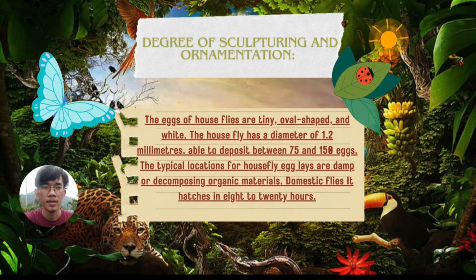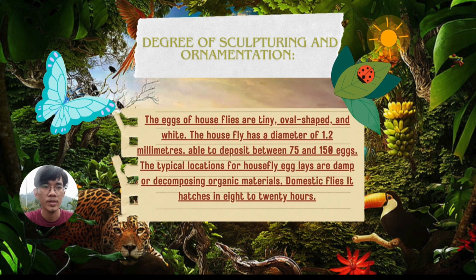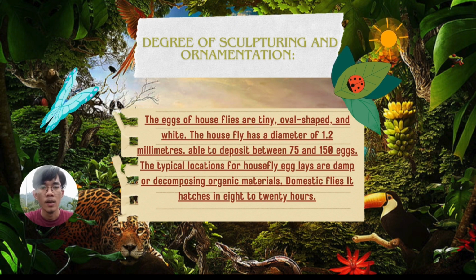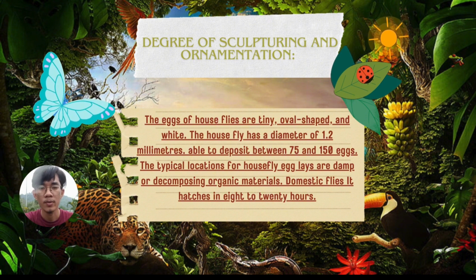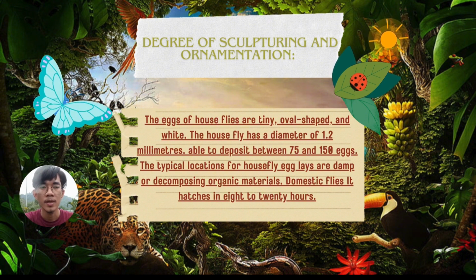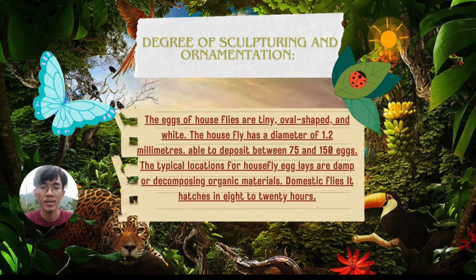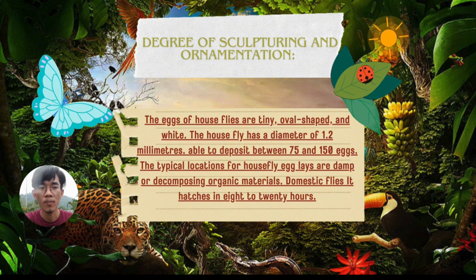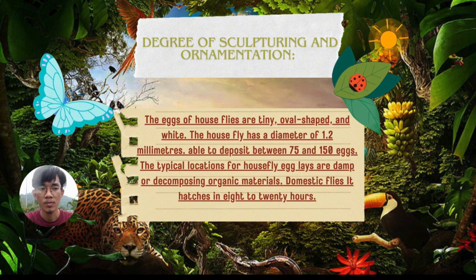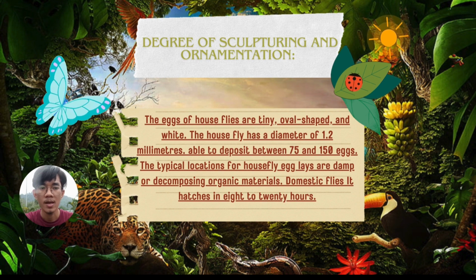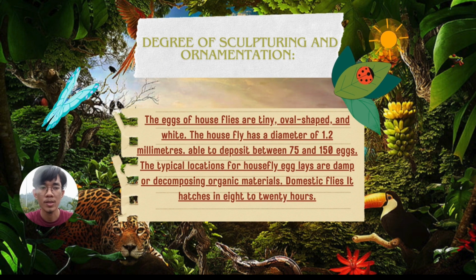For the second slide, degree of sculpturing and ornamentation. The eggs of the housefly are tiny, oval-shaped, and white. They have a diameter of 1.2 millimeters, and a female is able to deposit between 75 and 158. The typical location is a damp area of decomposing organic material. The eggs hatch in 8 to 20 hours.